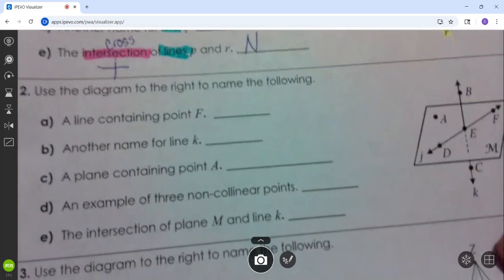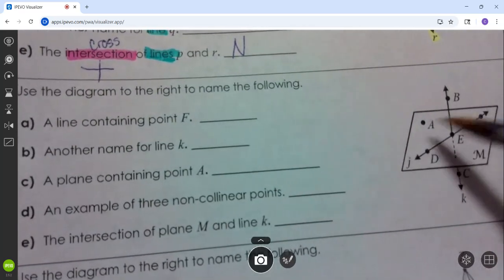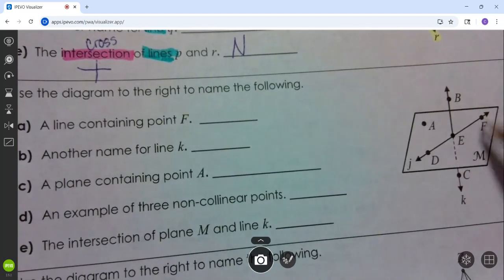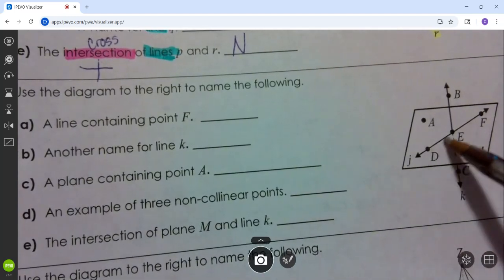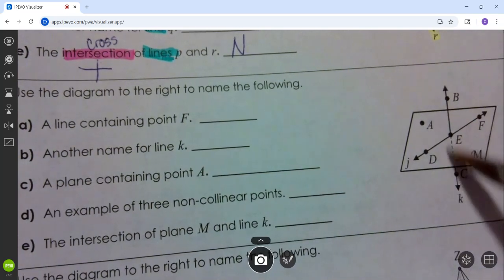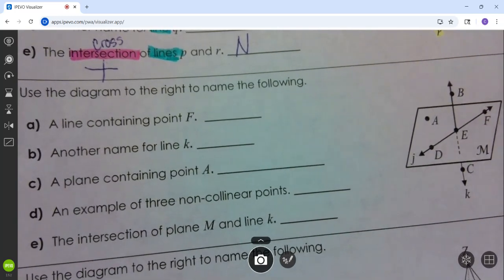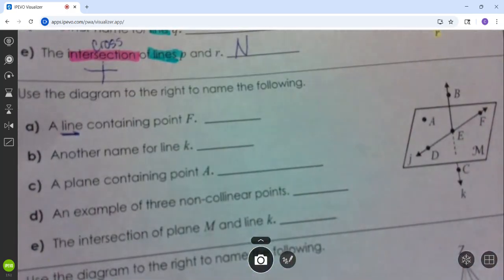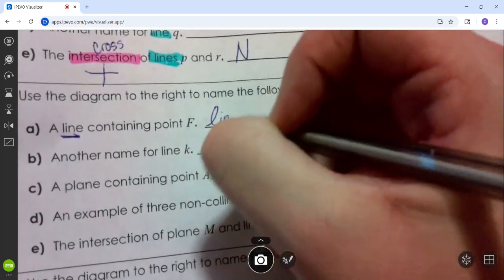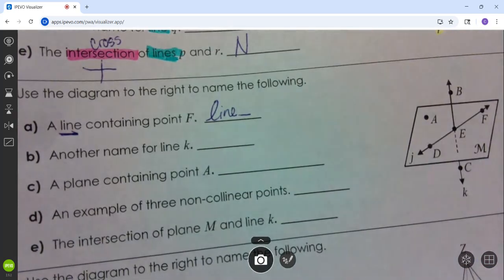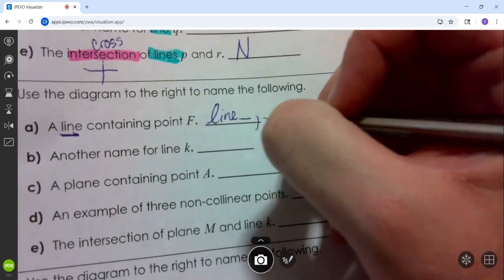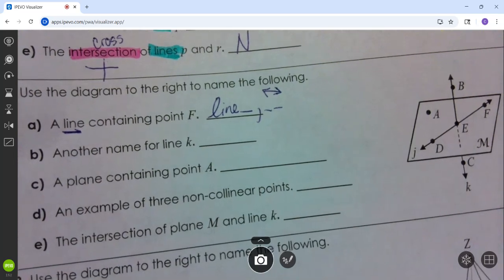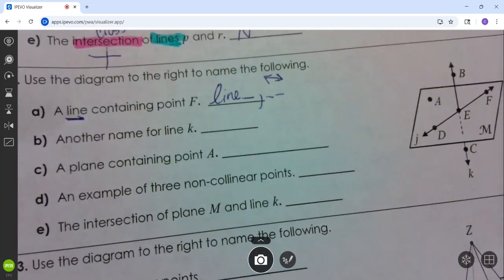I'll scooch down just a little bit here so you can see. All right, now we're looking at a plane. Remember, a plane is a flat surface. It goes on forever and ever. Just can't draw it on a two-dimensional paper like that. And it looks like I have one line and another line. So I have two lines and one plane. It says a line containing point F. So remember, you can say line and give me the lowercase letter for the name of that line, or you can choose 2 points on that line with the arrow above. Okay, that's up to you. But look for the line that contains point F.